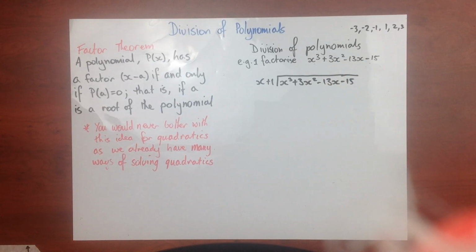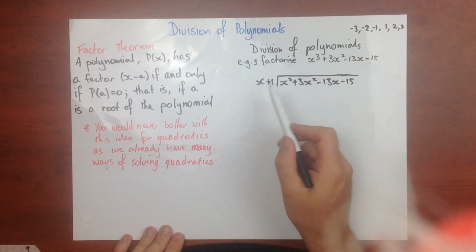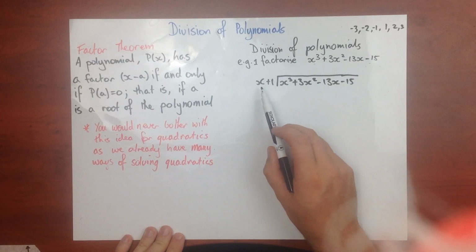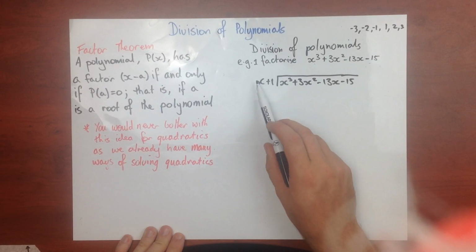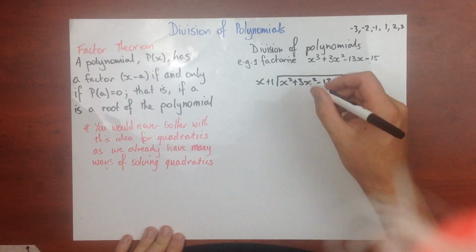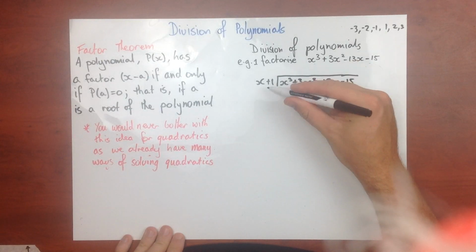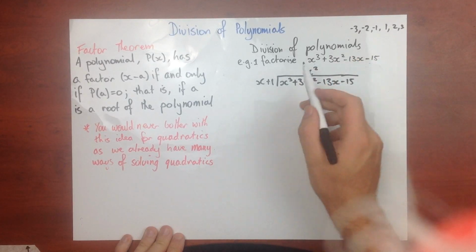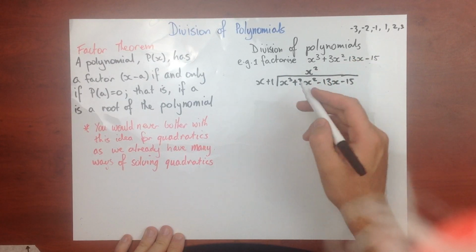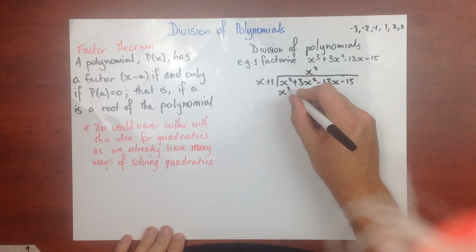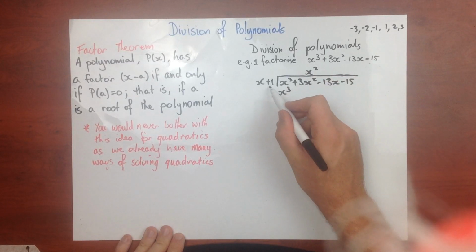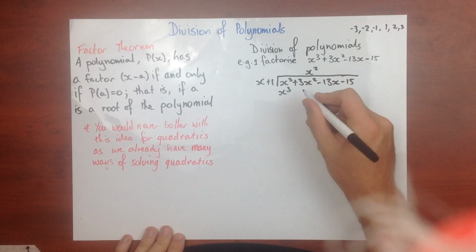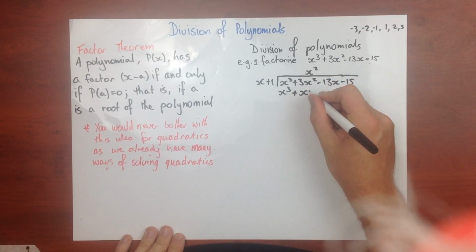So what we need to do to start off with is just worry about this first term and this first term. Ignore everything else at the moment. We go how many times, or how many lots of x go into x cubed? And really we're just ditching a power. So x cubed divided by x is going to be x squared. Now we're going to multiply back around. So x squared times x is going to be x cubed, and we've got to multiply it by our other term as well, which is just 1 here. So x squared times 1 is x squared.